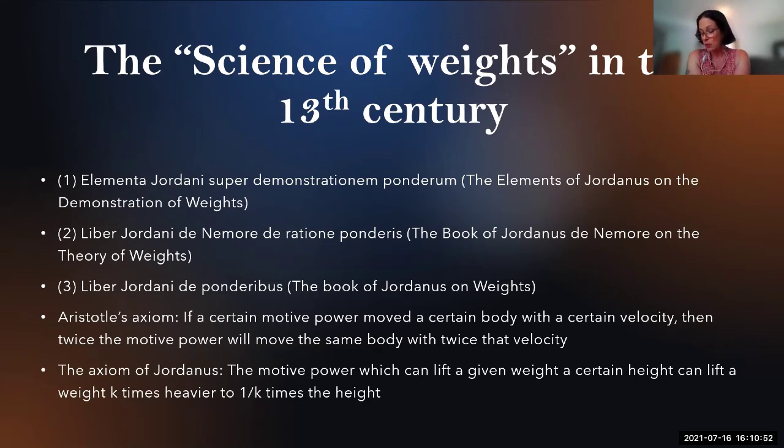There are three texts associated with Jordanus, and you have them listed here. One is the Elementa, and second is the De Ratione. This is the shortened version. And the third is Liber Jordani de Ponderibus. So of these, the Elementa and the De Ratione Ponderis are probably authentic. They're probably by Jordanus. There was an argument between Duhem and then Clagett and Moody about the authenticity of these works, but I accept what Clagett and Moody propose. And apparently the De Ponderibus was written by one of his students or disciples.